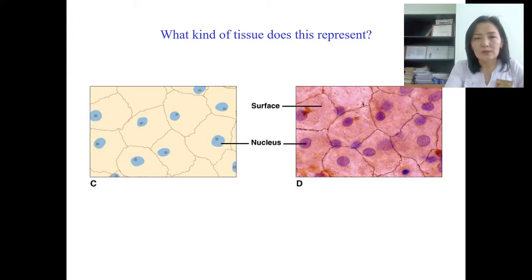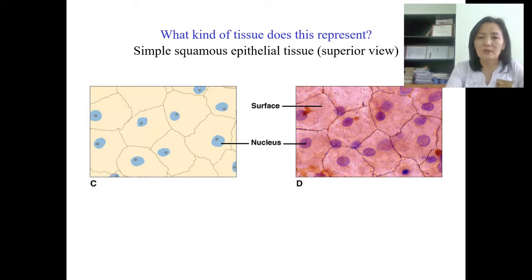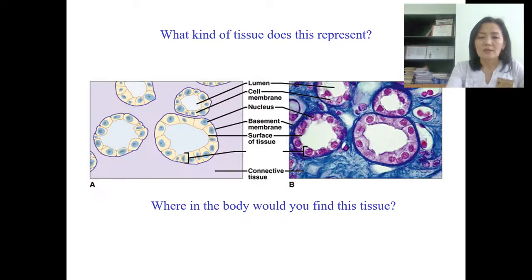Next question: what kind of tissue does this represent? What type of epithelium? Okay, of course, this is simple squamous epithelial tissue but in superior view. Next one. Again, what type of tissue does this represent? You can see connective tissue, basal membrane, and the epithelium. Of course, this type of epithelium is simple, because it consists of a single layer of cells, and cuboidal, because it consists of cube-like cells. Simple cuboidal epithelial tissue.